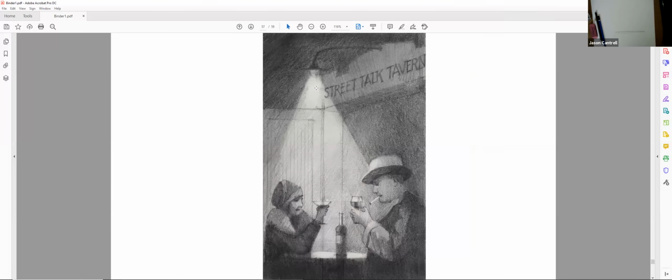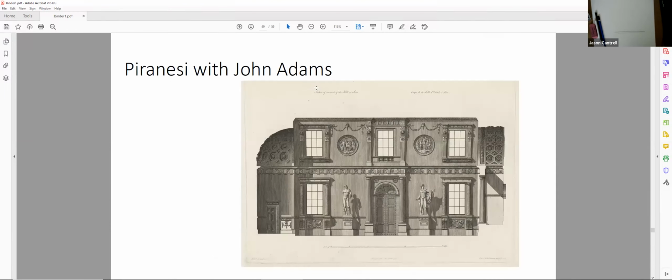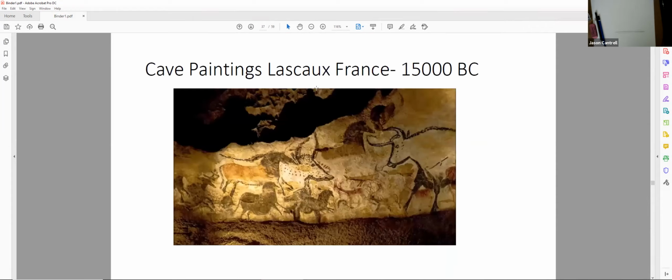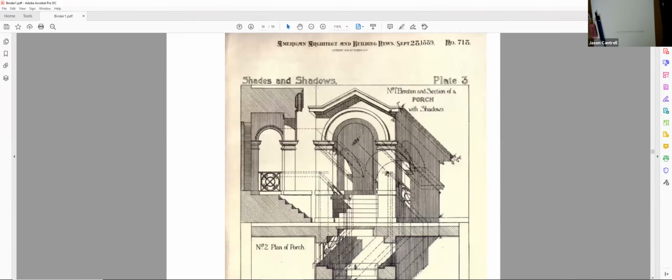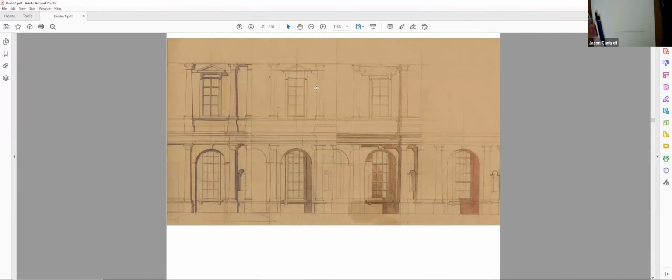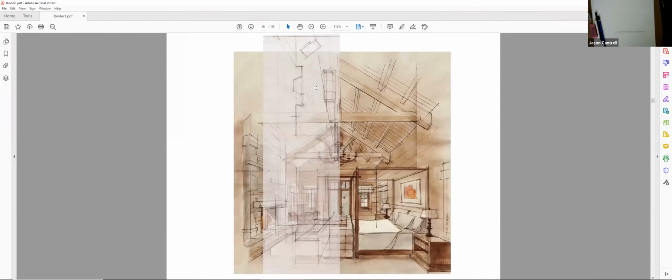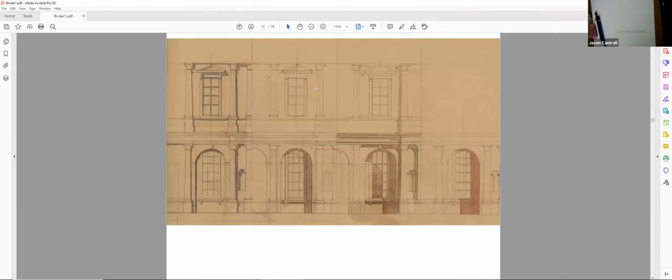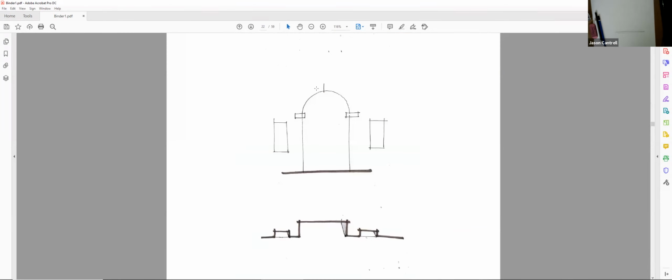Again, there's Robert Adam. I'm going to go back to some of the preliminary stuff we're going to be doing. So that's kind of a brief overview of what I do in architecture, what I do in drawing. I still love to draw every day.